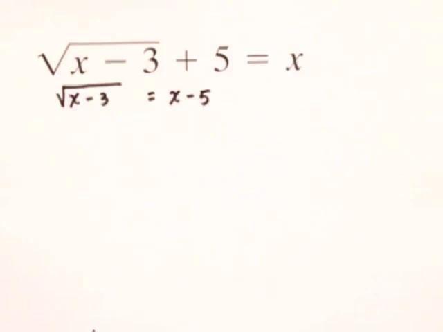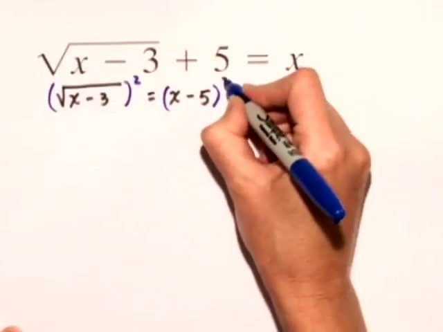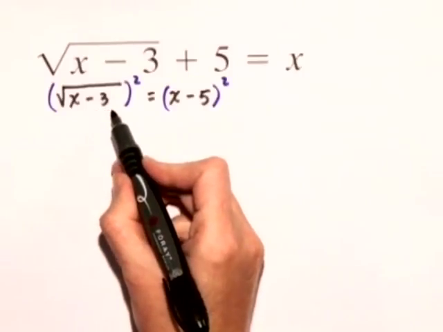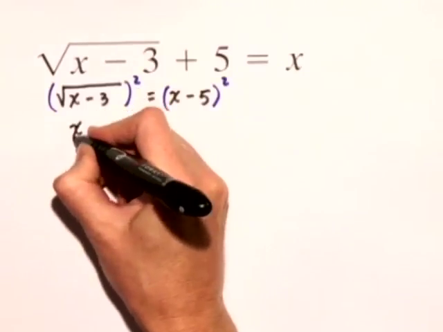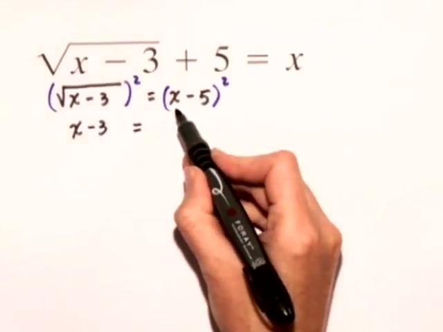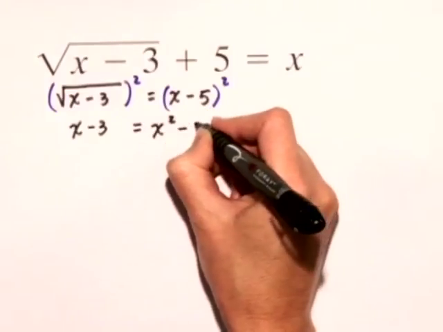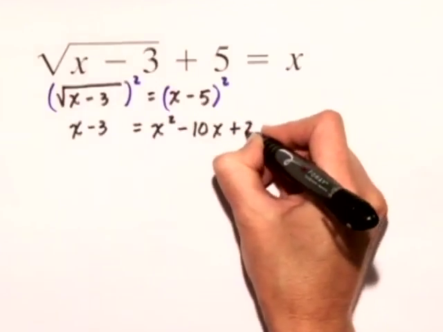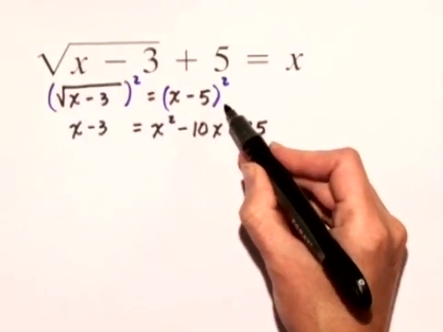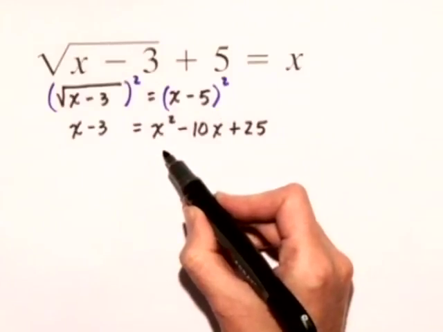Next, we'll raise both sides of this equation to the second power since we have a square root. On the left-hand side, the square root of x minus 3, that quantity squared, just gives us x minus 3, is equal to, on the right-hand side, remember when we square this binomial, x minus 5, we end up with a trinomial, x squared minus 10x plus 25. You can just simply write out the x minus 5 times x minus 5 if you like to get that right-hand side. Now we have a quadratic equation that we need to solve.